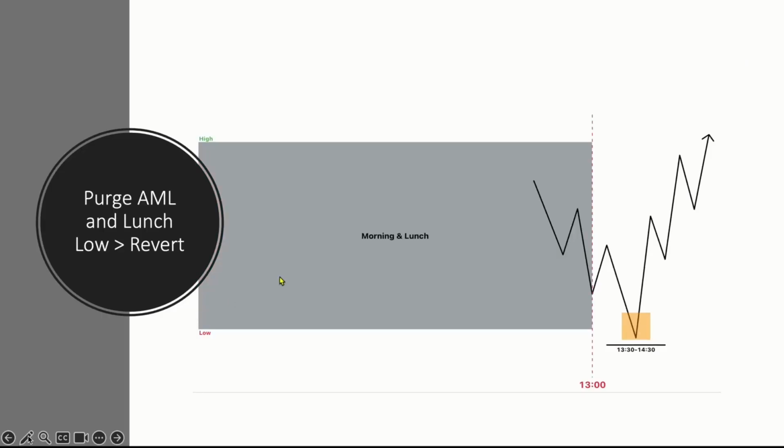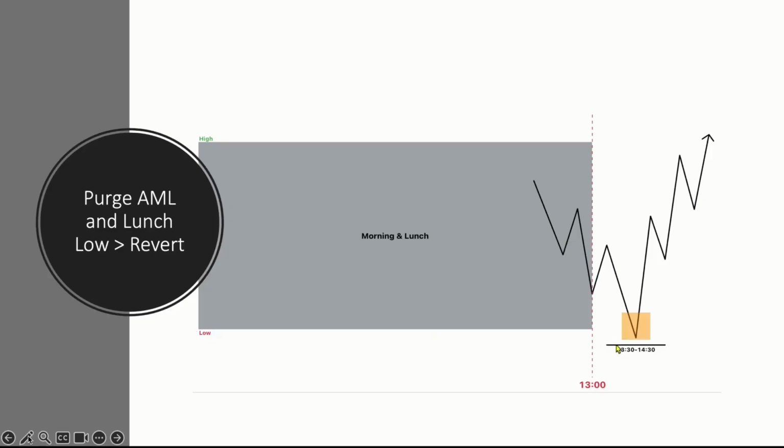And then the final scenario we're going to look at from the simple schematics is the following. It is a purge of the AM low and lunch low followed by a revert. Again, this occurs when the market has created either relatively equal lows during the morning session and during lunch, or the lunch session already took out the morning's low, but relatively speaking, price is already below the morning low. So therefore, we can anticipate that the market will try and seek the nearest possible key sell side liquidity, which is below the lunch low.